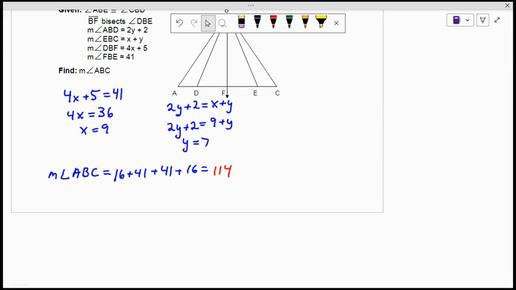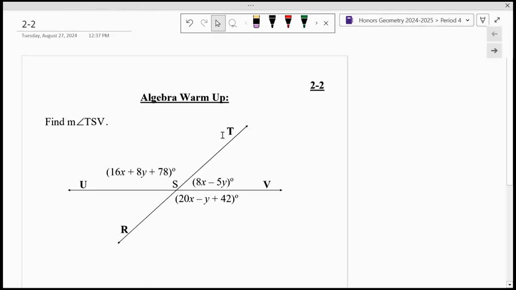Okay, well, hopefully you worked through this on your own. Like I said, you had that 4x plus 5 equals 41 from the video from earlier. Solve it, x equals 9, set up your second equation, substitute in that 9, solve, and just don't forget, once you solve for x and y, don't forget to actually find the angle we're looking for. Okay. All right, so now we're going to go on to 2-2 here.